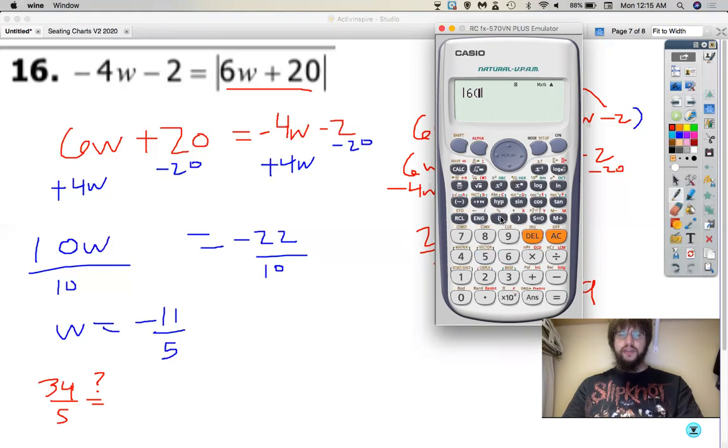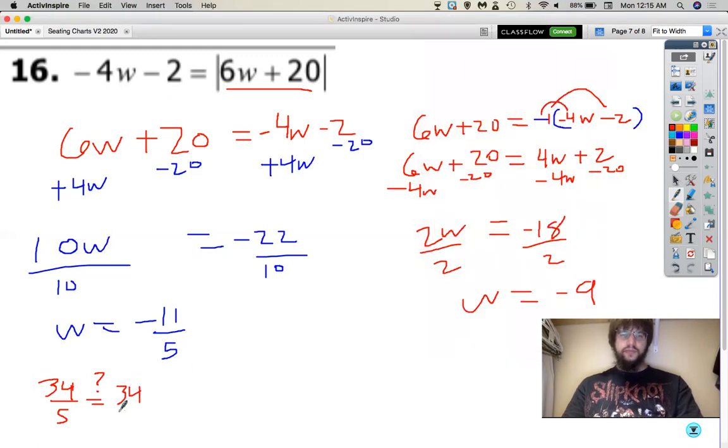6, and what was it again? Negative 11/5. Stick it in parentheses. And this gives me 34/5. Yay, confetti.